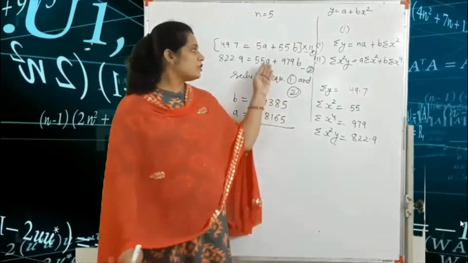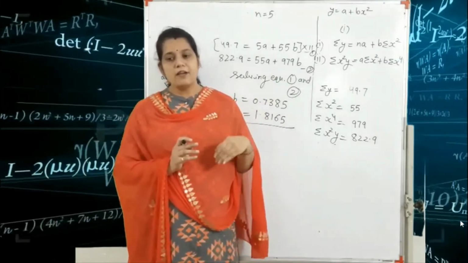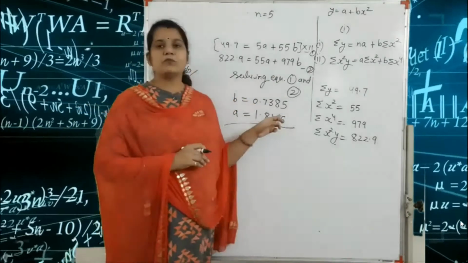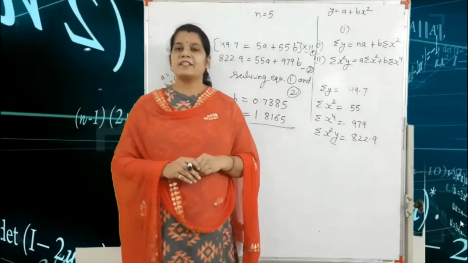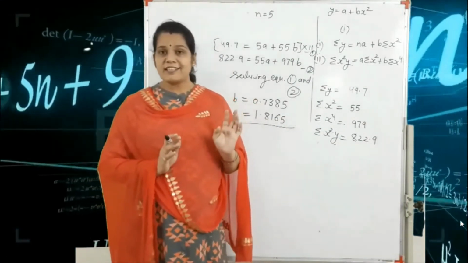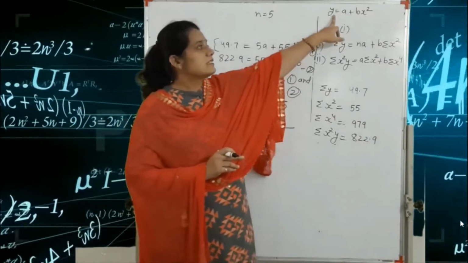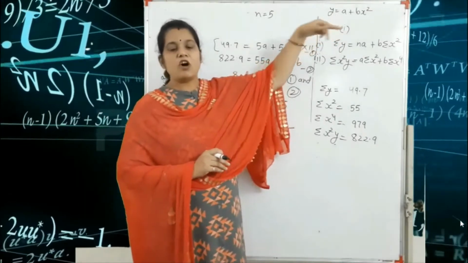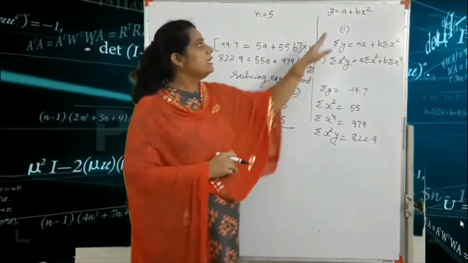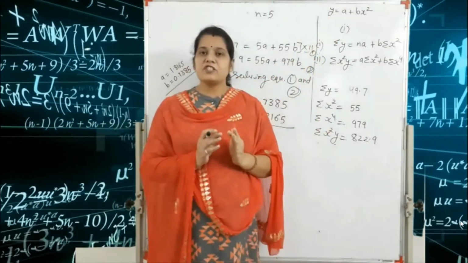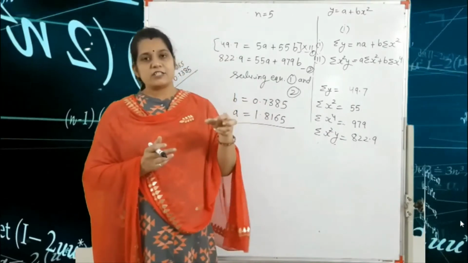So after solving these two equations, we get the values of A and B. Value of A is equal to 1.8165 and the value of B is equal to 0.7385. But this is not our final answer. Why? Because we are finding the second order equation, or quadratic equation. So we put the values of A and B in our final equation, or we can set it in our standard equation according to our question.